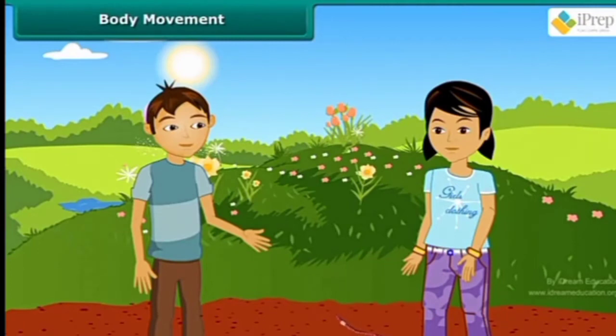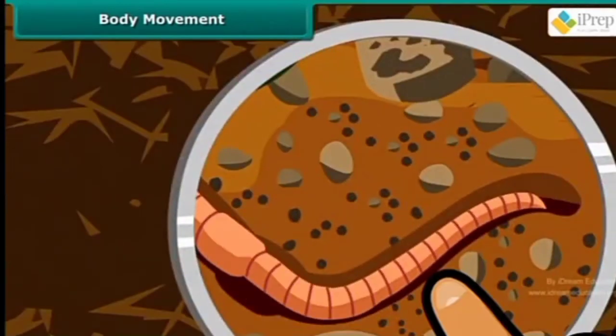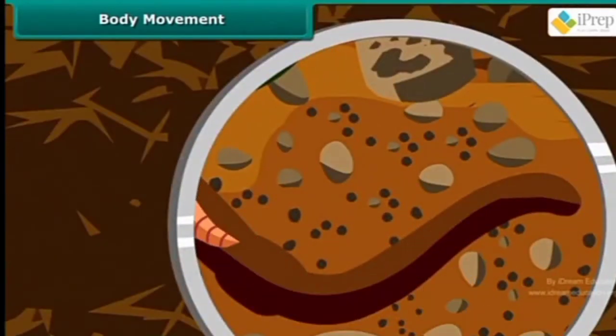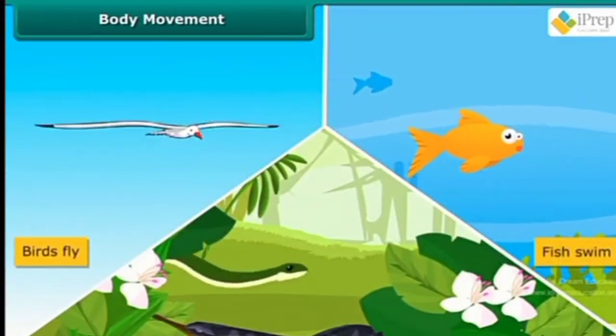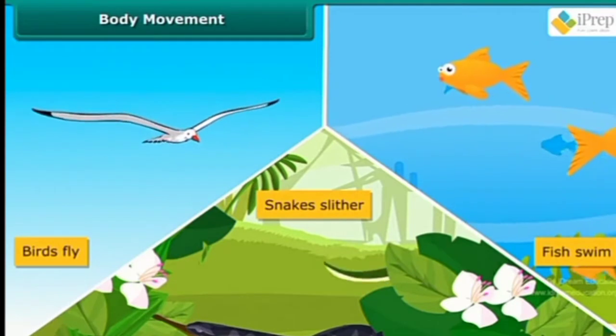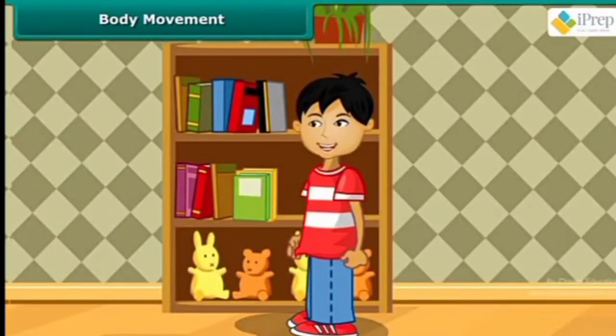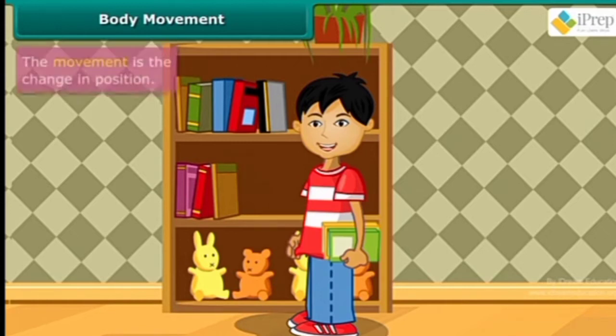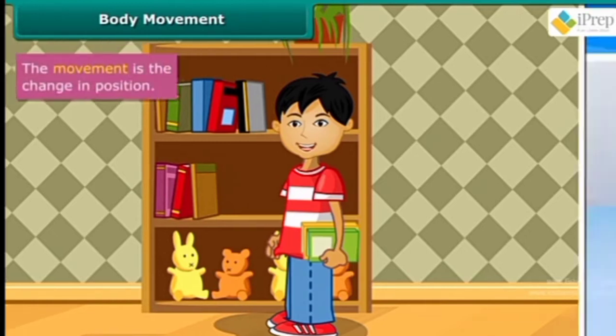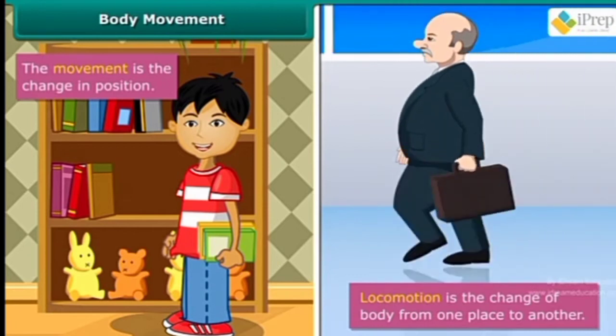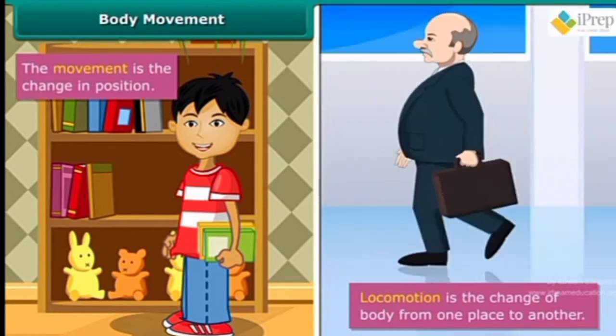Movement. Hey, look at the earthworm in the soil. How does it creep? Yes, as we walk or run, these earthworms creep or crawl. Birds fly, fish swim, snakes slither. Other than these movements, we can also see that we move various parts of our body, like when we pick up a book, we move our hand. Movement is the change in position, while locomotion is the change of the body from one place to another.